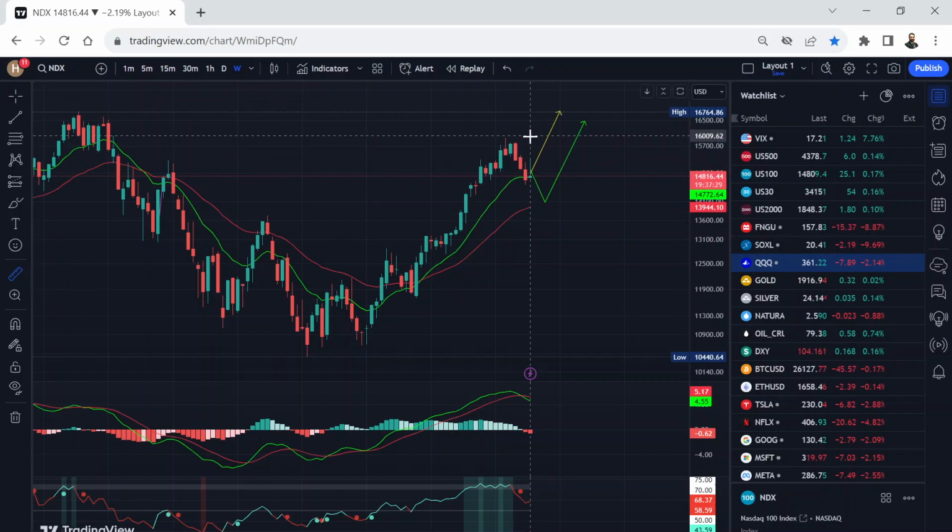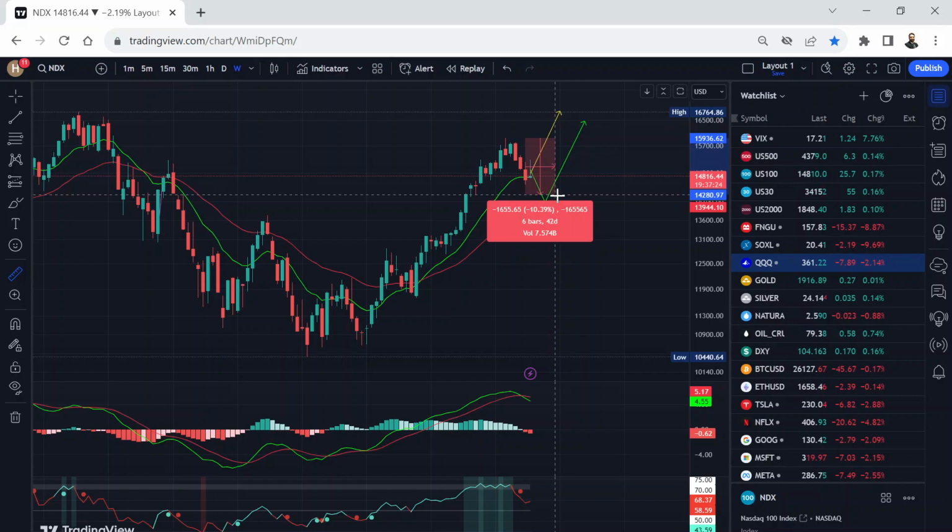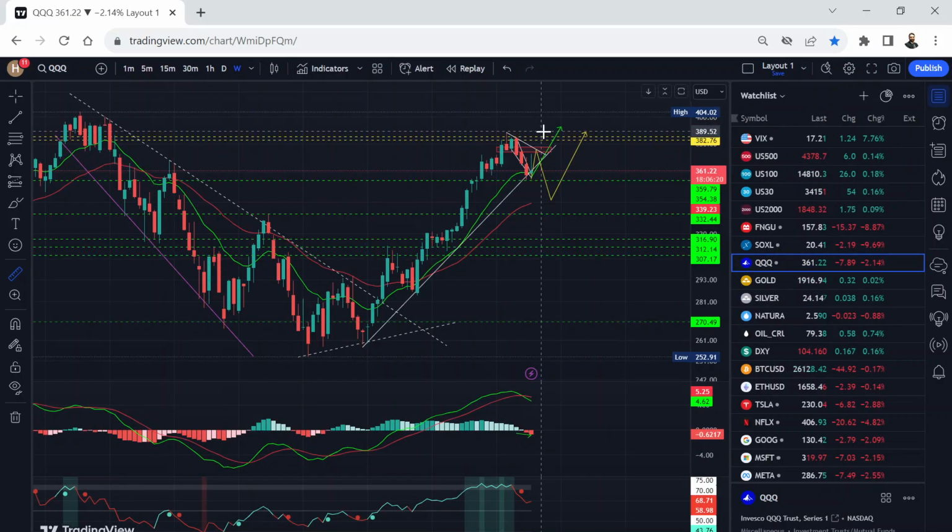A 10% pullback from the top will take us to around 14 to 80. That's quite possible. So for triple Qs at that level, on average, if I get a 10% pullback, this is going to be around 347, 348-ish. So this is what we are going to see.